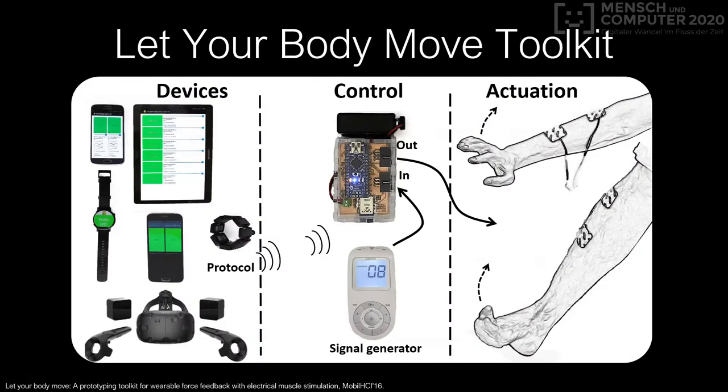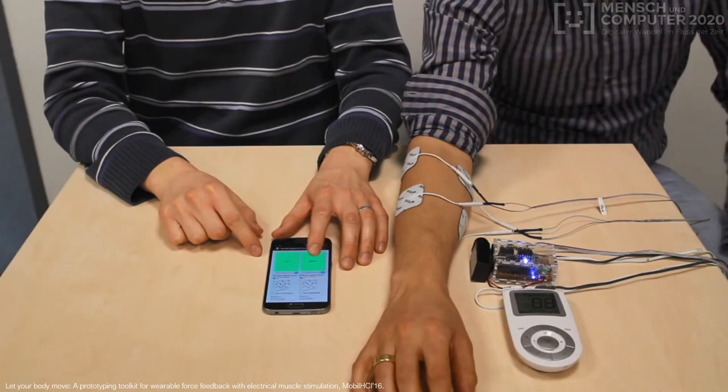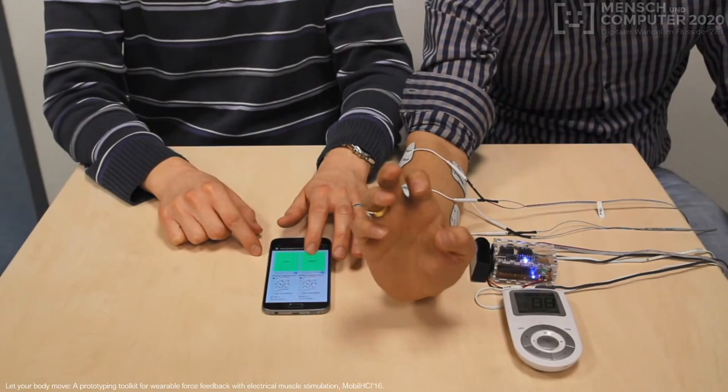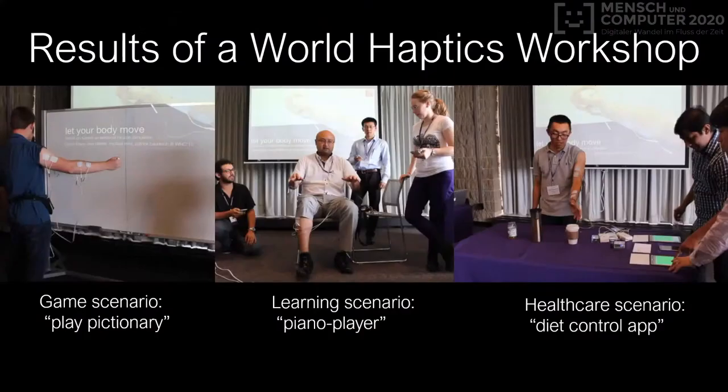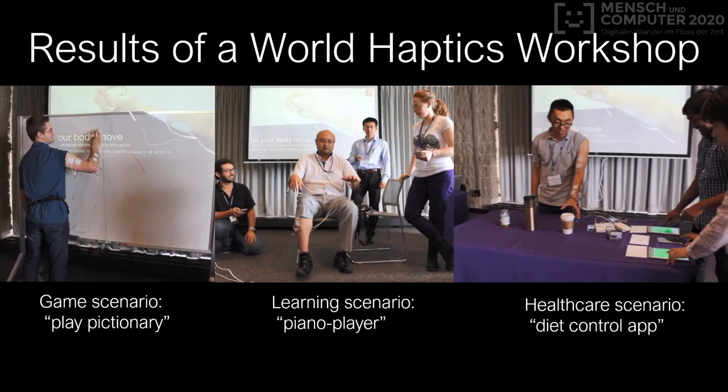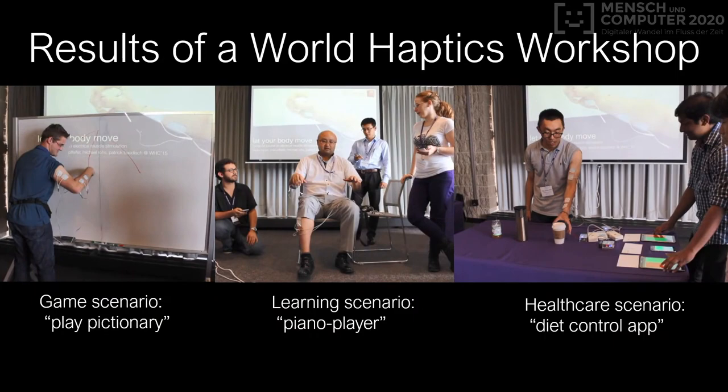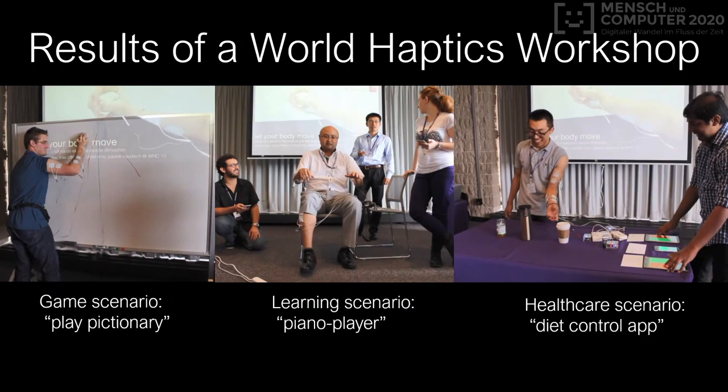To explore such ideas, EMS toolkits help. With such toolkits, you can actuate muscles individually and calibrate them. However, in more complex scenarios, it's still a lot of effort to calibrate each muscle and also to actuate it, as you see in the video on the right. Therefore, we present a design process for novices.